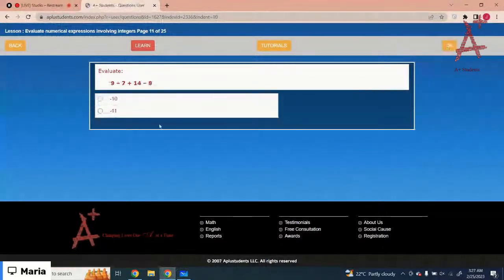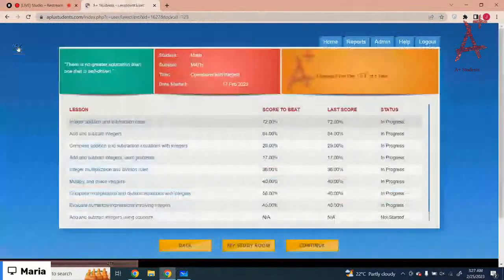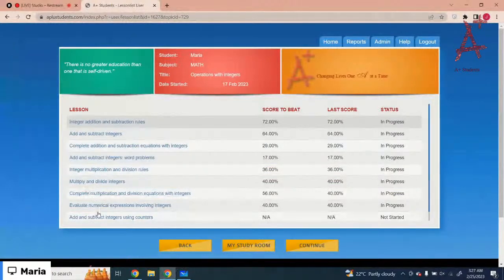Okay, you can complete the test by yourself later today. Let me just move on to the next lesson. And the next lesson is add and subtract integers using counters.